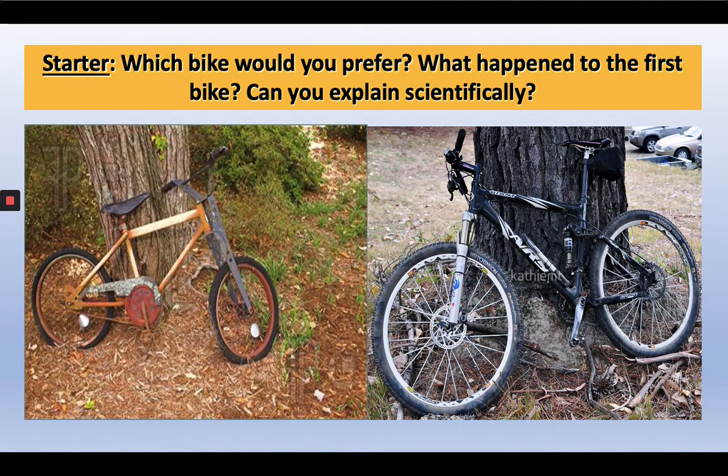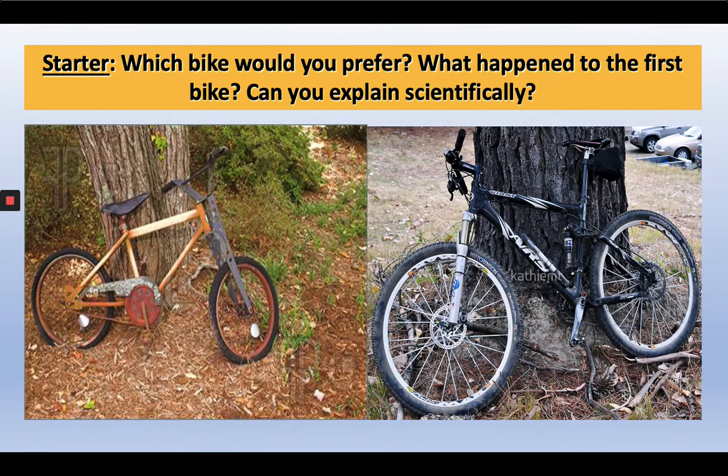Can you explain scientifically? You can see there's very obvious differences just by looking at the two images of the two bikes. What has happened to the one on the left? Why has it gone that colour? Why has it rusted? You need to think about the reaction that's happened there. So this is firstly talking about reactions of metals with oxygen and a little bit of water as well, but mainly oxygen we're going to talk about in this case.